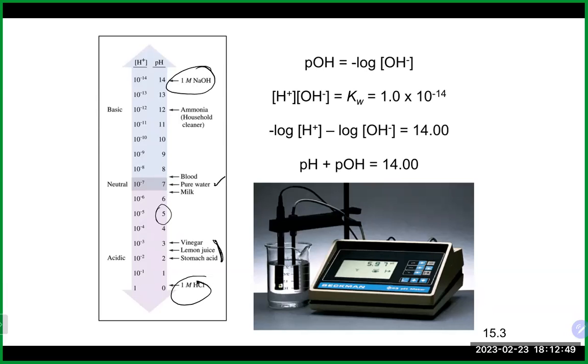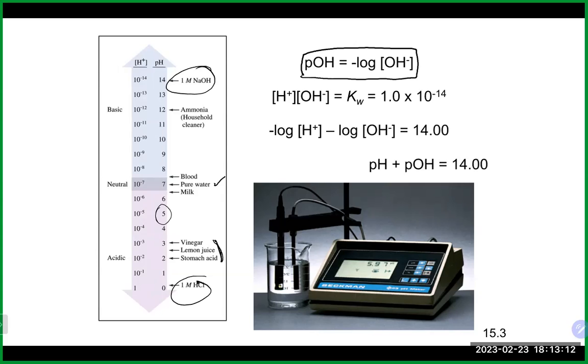Another useful way to calculate something is the pOH calculation. The pOH is equal to minus the log of the OH minus concentration. So if you're given perhaps the OH minus concentration, you could actually calculate the pOH. The nice thing about that is there is a nice relationship: if you take the pH plus the pOH, it will equal 14. So this allows you to perhaps shortcut some calculations.